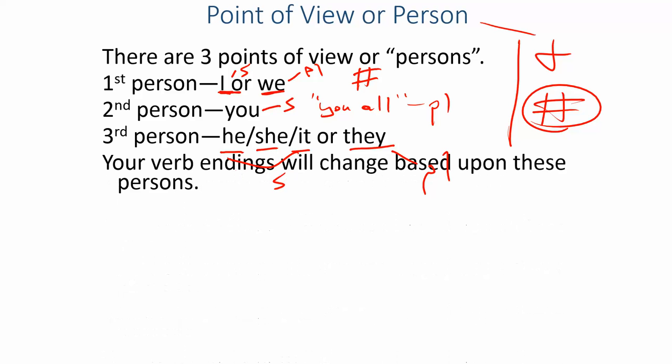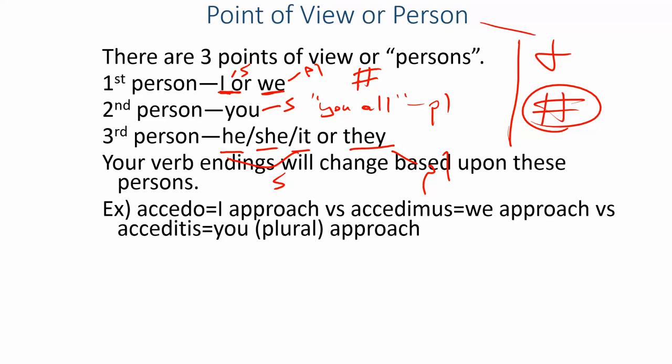So Latin is going to change its verb endings to show who the person is. It's also going to show the number of the person. So it's going to show I versus we, I versus you, we versus he. You get it. Here are some examples. The word arcado technically says "I approach," versus arcadumus says "we approach." Look at what's changed. It's simply that ending.